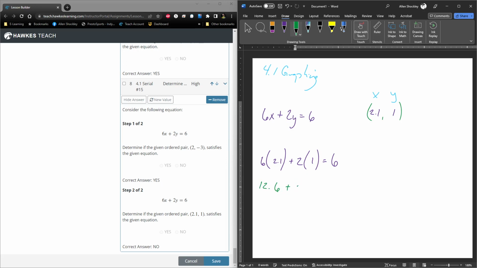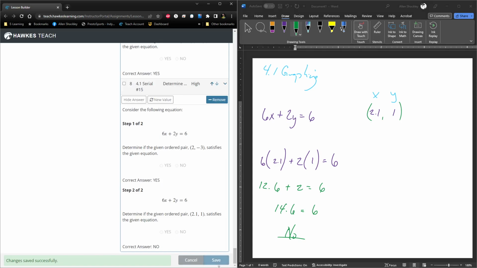Plus 2 times 1 is 2, needs to equal 6. If I add these together, I get 14.6 equals 6. And does 14.6 mean the same thing as a 6? No. And so our answer here would be no. So there's that one.